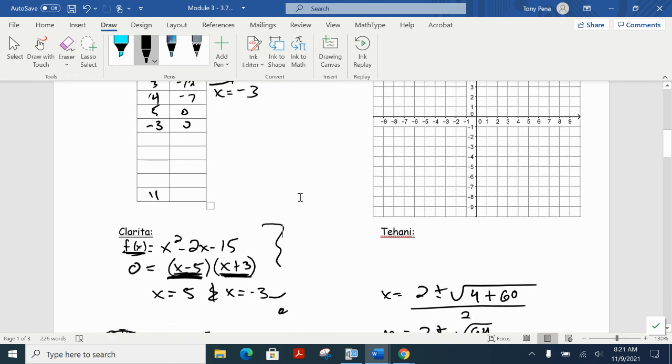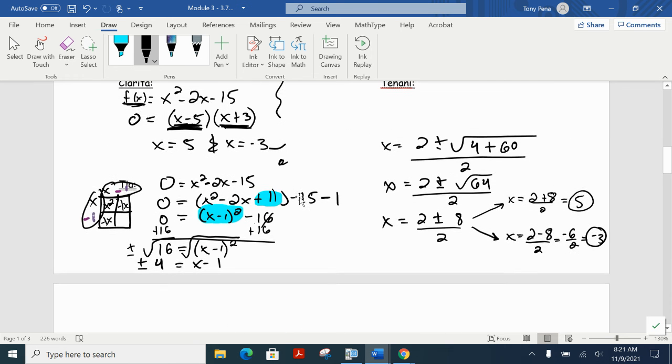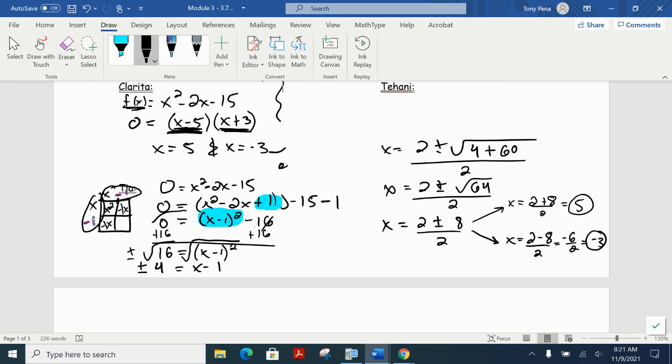Also, go down to Clarita's method. Didn't Clarita put it into vertex form right here? Now, we rearranged it a little bit, but at this point right here, isn't this telling us our vertex is 1, negative 16? All right, so that's the other way that you could have done that when we put it into vertex form.